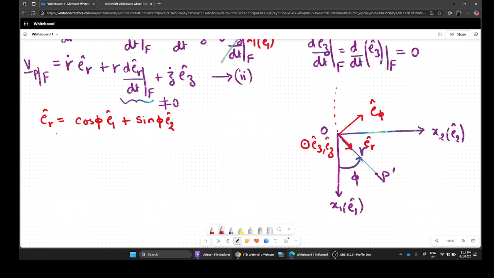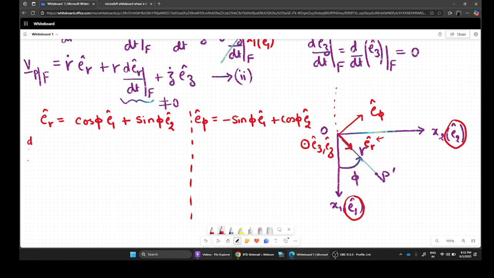Right. What am I doing? I'm trying to forcibly express ER in terms of the native unit vectors of the frame fixed Cartesian coordinate system in the background. Not only ER, I can also express E phi, the other unit vector here, as minus sine phi E1 plus cosine phi E2. It's coming from this figure.